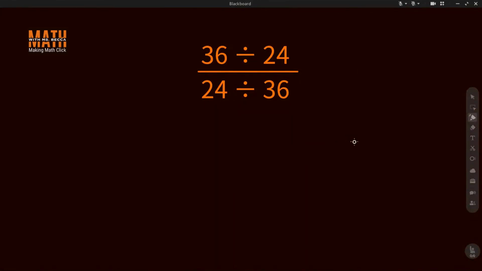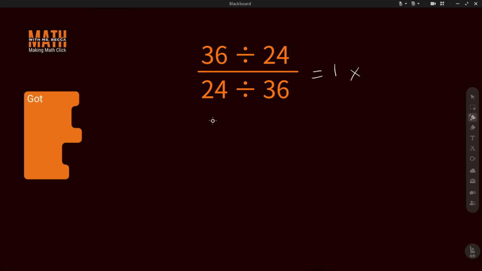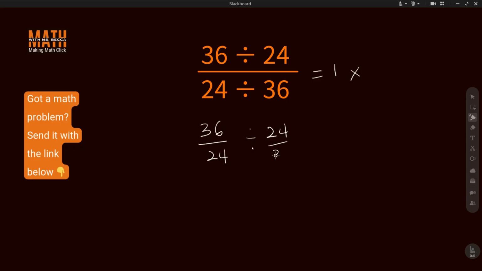When one sees a question like this, it is easy to say the answer is 1, which is wrong. So when solving a question like this, you have to be careful, especially when you are changing the division to multiplication. So let's rewrite this as 36 over 24, then divided by 24 over 36.